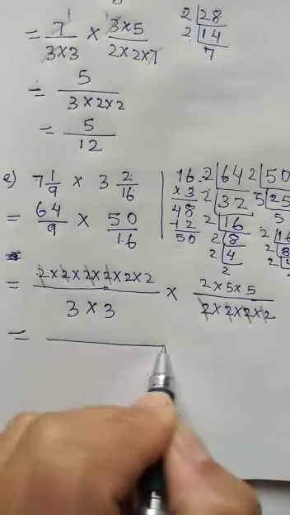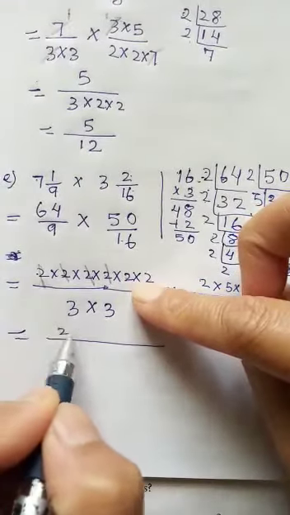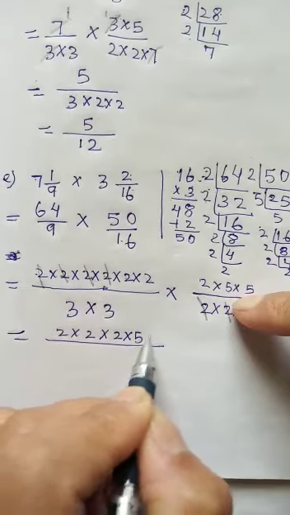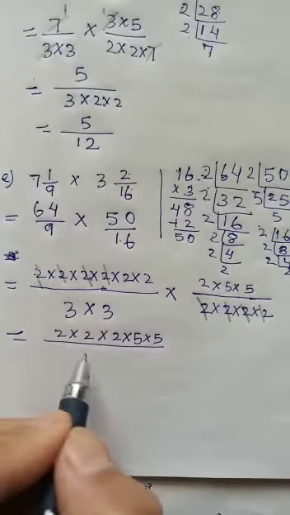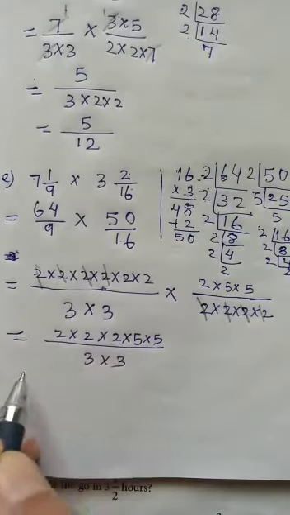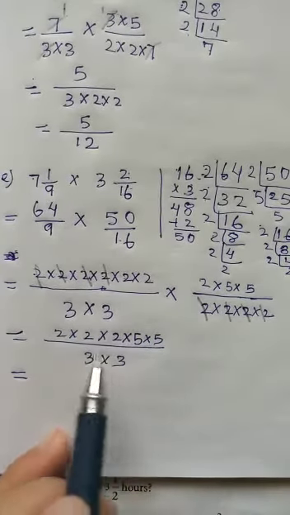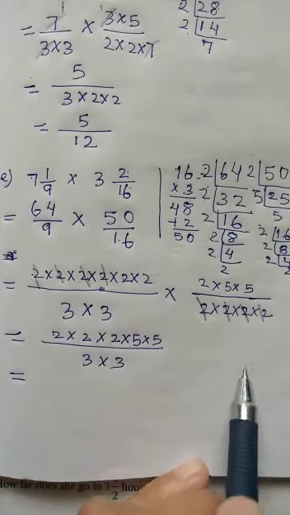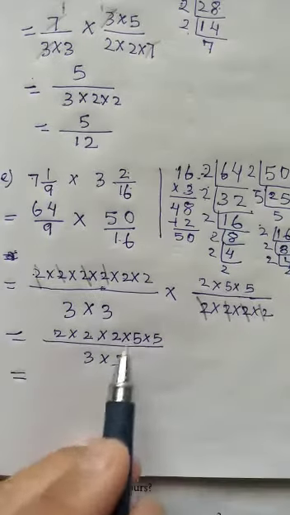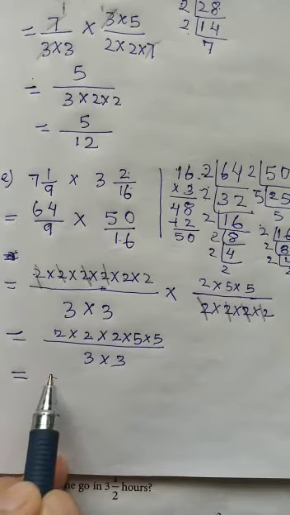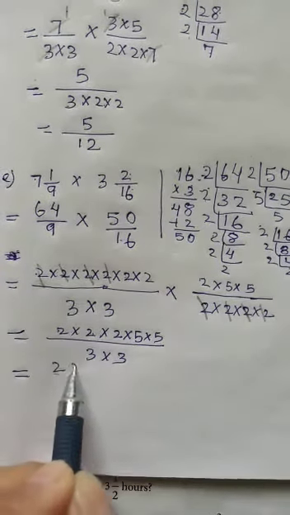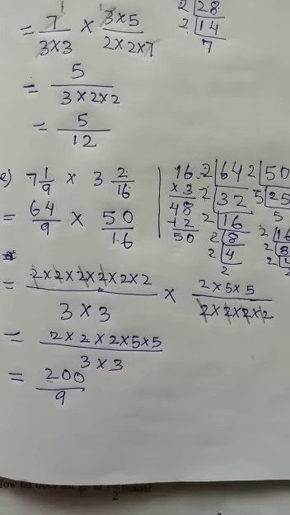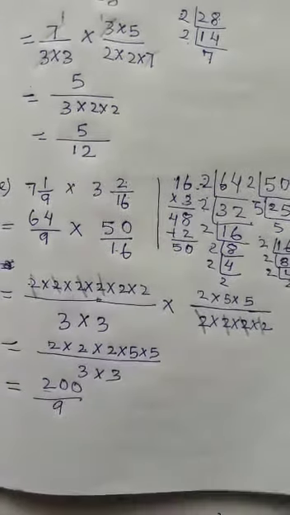You multiply. In the numerator, we have 2, 2, 2, 5, 5. Denominator, we are left with 3 into 3. So you multiply them all now. Okay. 2 into 2, 4. 4 into 2, 8. 8 into 5, 40. Then 40 into 5. You do it by the side. 5 into 4 will be 20, no? Then 3 into 3, 9. Okay. After that, we cannot do anymore. That will be the answer. The remaining, please do as your homework.